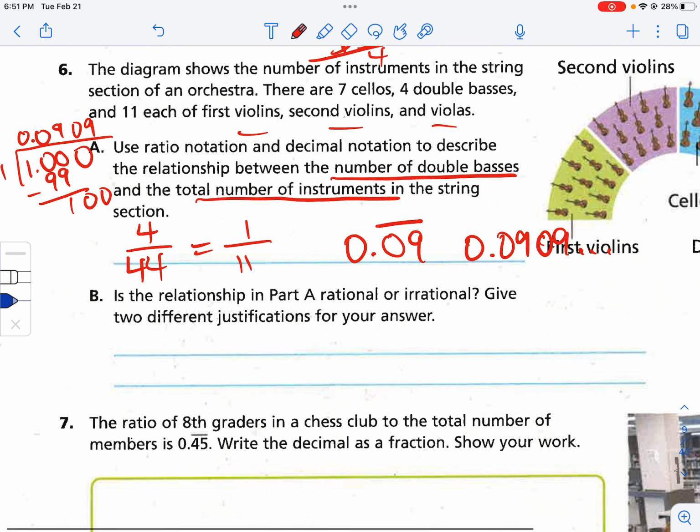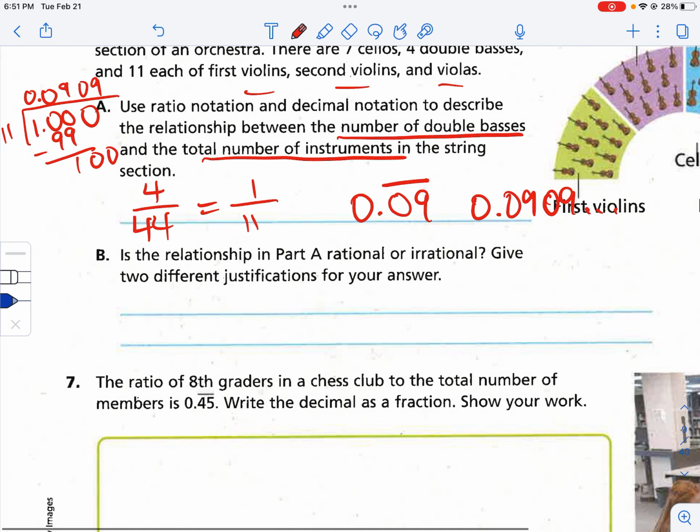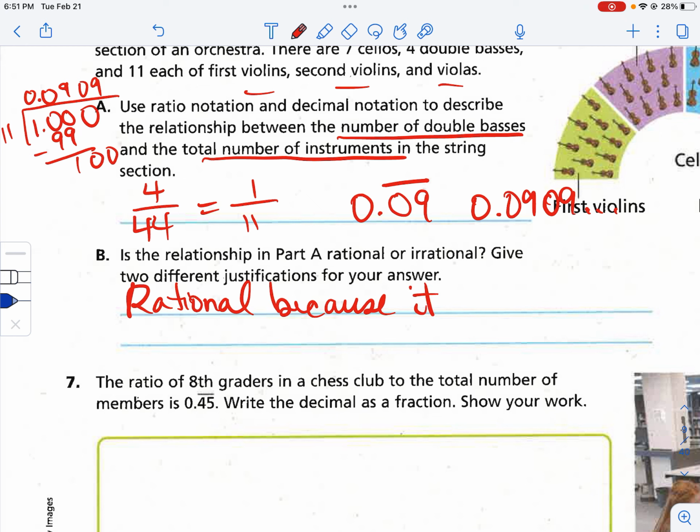Okay, is the relationship in part A rational or irrational? It is rational because it is in the form A over B.